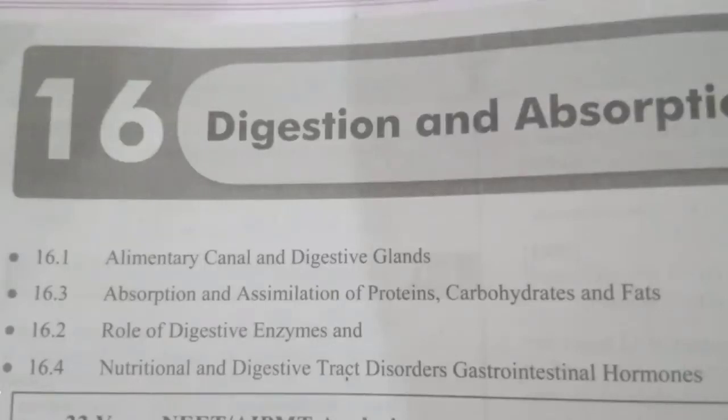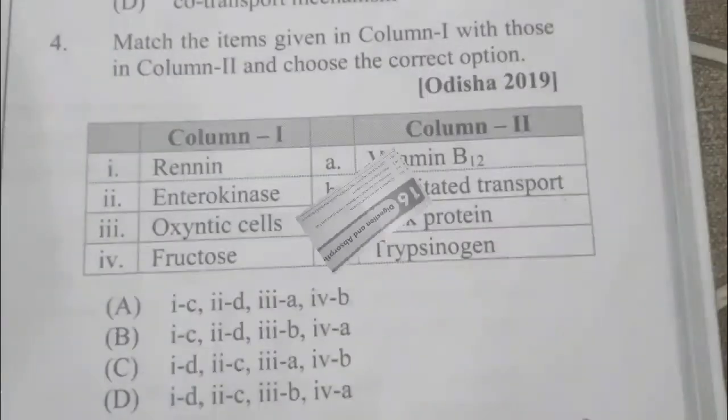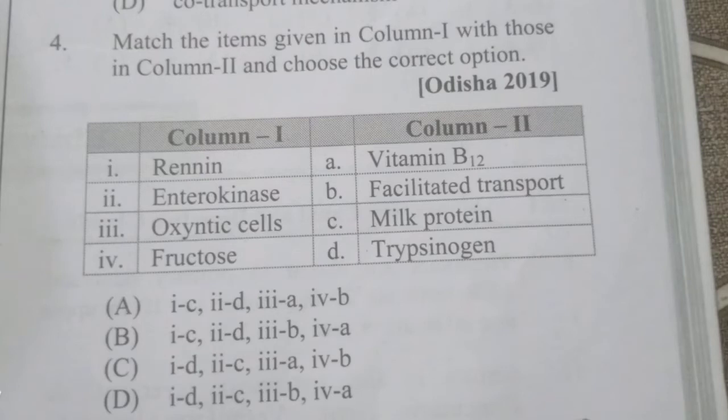Okay guys, welcome back. Today we are going to do the second part of digestion and absorption, chapter 16, class 12. And the next topic is absorption and assimilation of protein, carbohydrates and fats. First do a thorough reading of the NCERT book class 12 and come back to this video and let's solve it. As you can see, the question is on the screen itself. Our first question was asked in Odisha 2019, and just pause the video and try to solve it by yourself first.